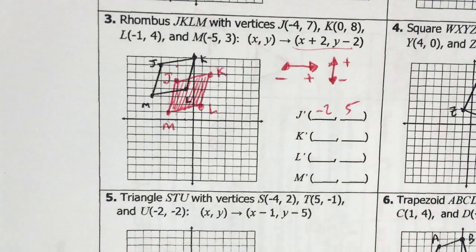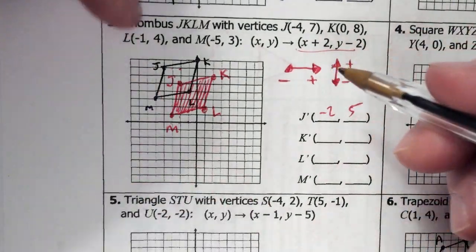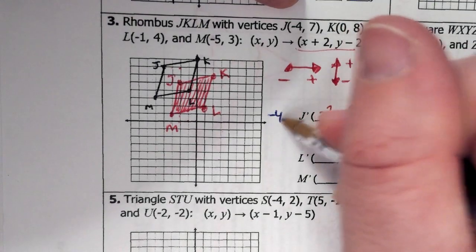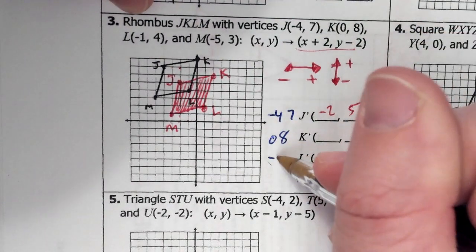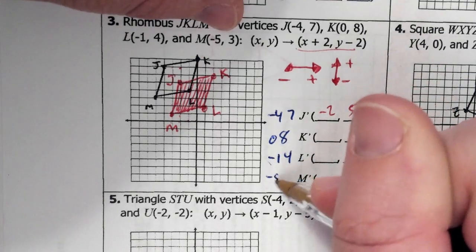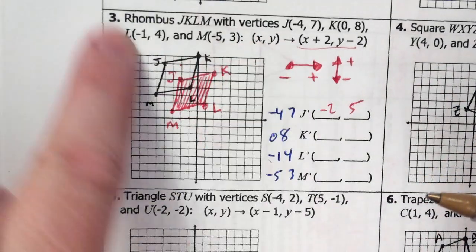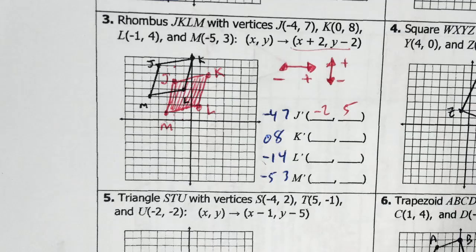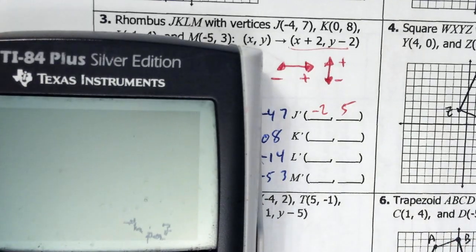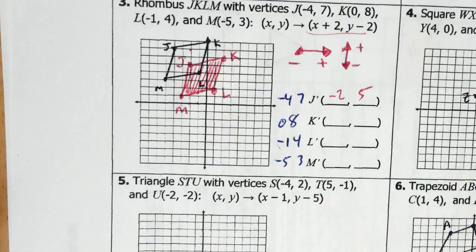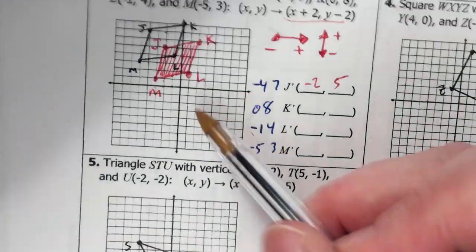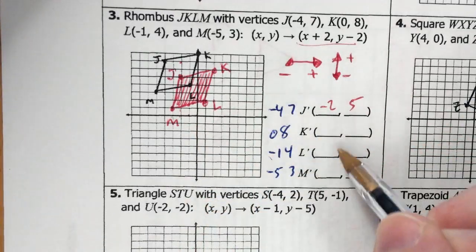The other way is algebraically. So I always like to write down the original coordinates first. Double checking that my positives and negatives, I didn't drop anything. Okay, and then I'm going to do my math. All right, and remember, this is just a good way to check yourself. So let's just finish putting down those coordinates and then we'll check.